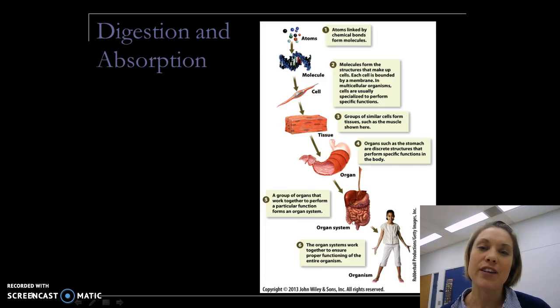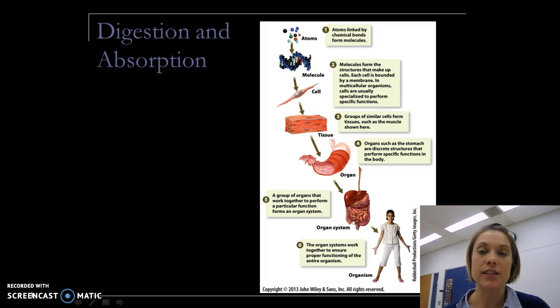When we look at the hierarchy of life, the smallest unit of matter is an atom. Atoms, linked by chemical bonds, form molecules. Minerals can be as small as atoms, whereas every other nutrient can be as small as a molecule. Molecules form the structures that make up cells. Each cell is bounded by a membrane. In multicellular organisms, cells are usually specialized to perform specific functions. The cell is the smallest unit of life.